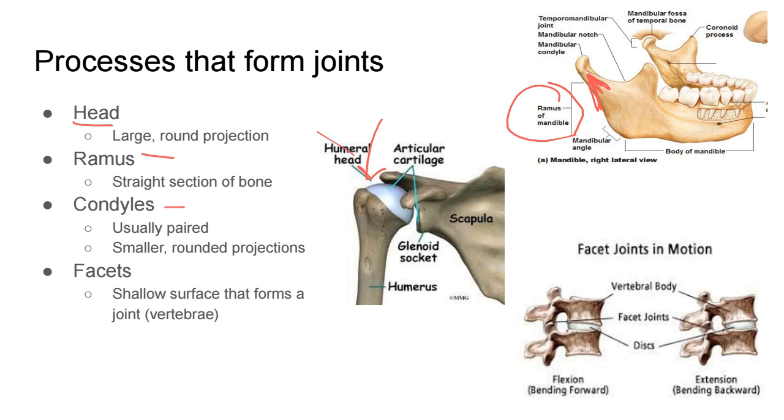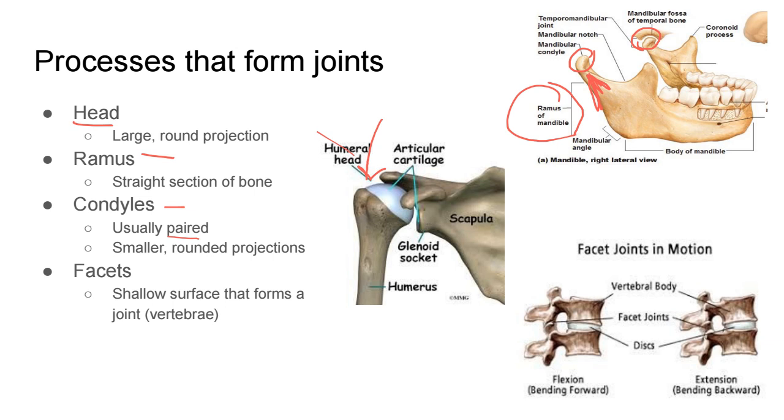Condyles are usually paired, so we're usually going to see two of those. You can see on the mandible here, this jaw, again, I've got a condyle on the right and a condyle on the left. So the condyles are going to be round, smaller, rounded projections that will form a joint. Basically, they're smaller than a head.